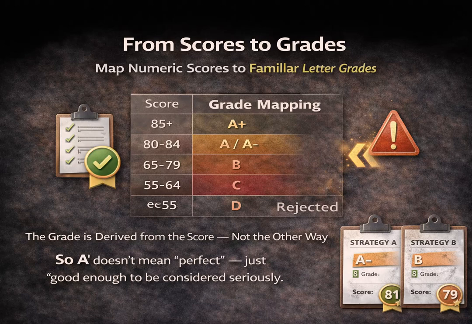The most important part that you have to be aware of is that the grade is derived from the score and not the other way around. So when a strategy gets an A, it means that it met your standards across multiple dimensions. Not that it's perfect or that it will keep its edge forever, but that it is good enough to be considered seriously for further investigation and testing.